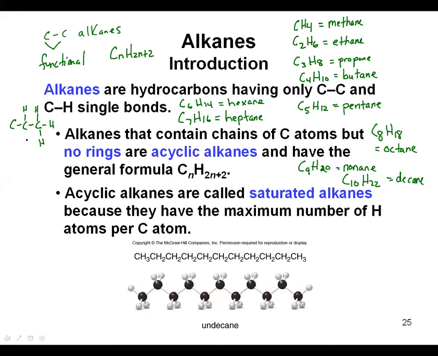So if we look at this here, and we count it, that is 3 carbons and 8 hydrogens. That is propane. So this is the structural formula for propane. If we did the line structure for propane, it actually would look like that right there. 1, 2, 3 carbons.